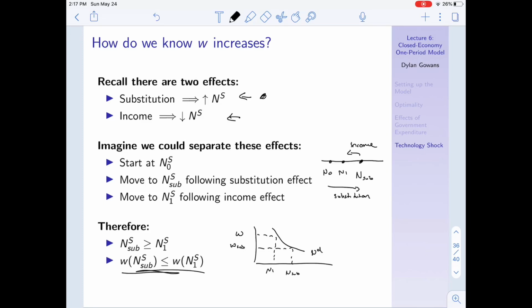Why is this important? Well, imagine I could show the following. We have that W at N1 is greater than or equal to W at N sub. And I'm about to show you that we can show that W at N sub is greater than my initial wage. And so taking this logic together, what does that mean? It means that my new wage must be greater than my initial wage. Okay? How am I going to show that?